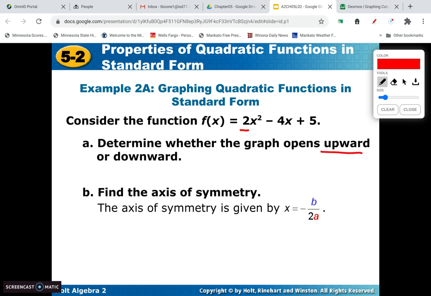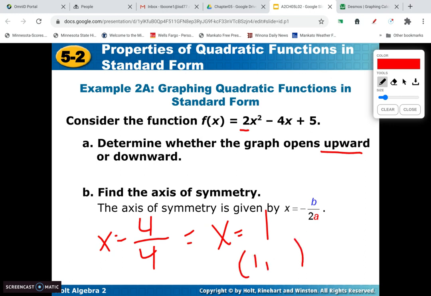Now, the axis of symmetry is found by taking the opposite of b. Well, b is negative 4, so that's going to be positive 4, all over 2a. Well, that's 4, so our axis of symmetry is going to be 1. Now, that's where we go through the vertex. So that is the x-coordinate of the vertex.